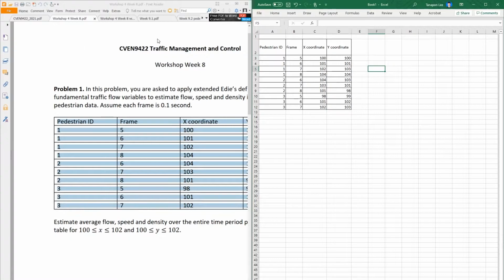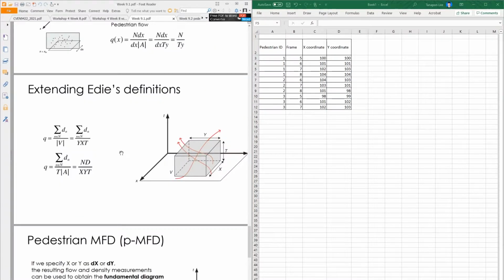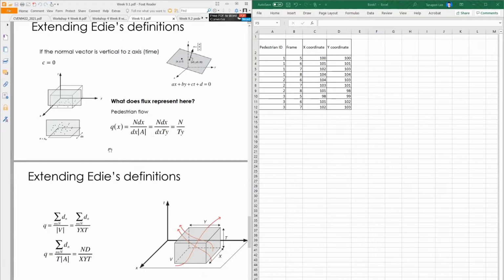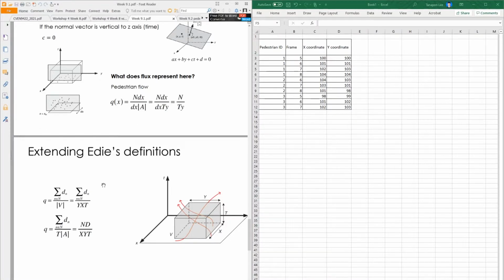If you remember the lecture, we talked about Edie's definitions. The pedestrian flow is the sum of all the distance traveled by pedestrians divided by the region of observation that we're interested in. If we do it in terms of dynamics, across different times, then this T is the time step that you measure.